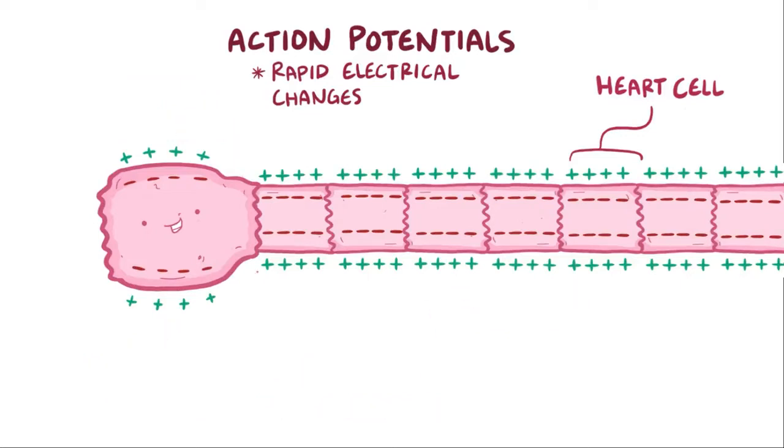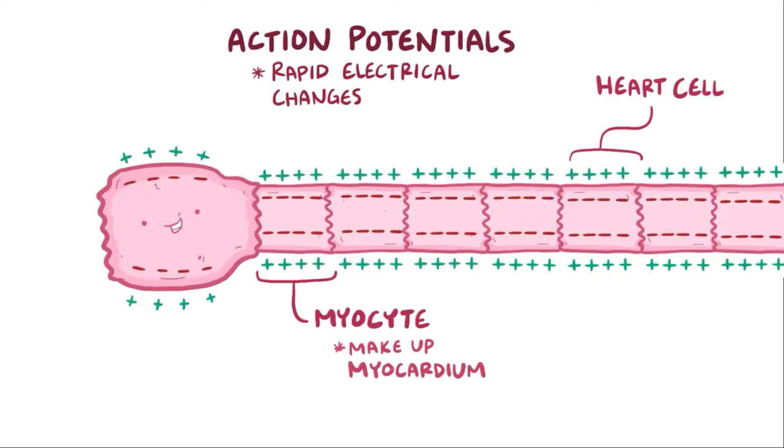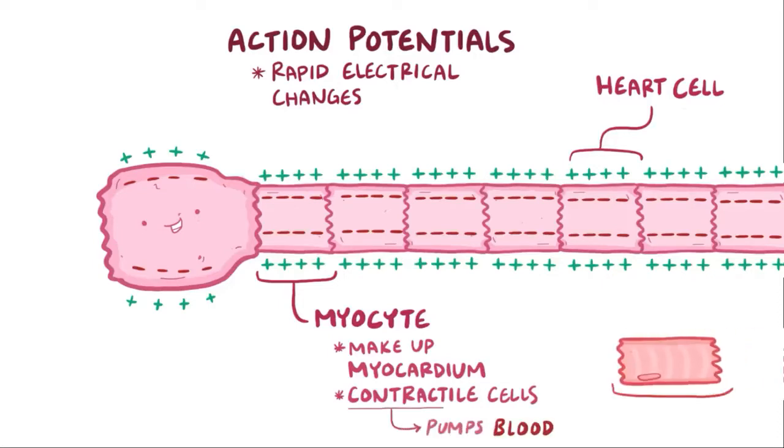The cells that receive that signal are called myocytes, because they make up the myocardium, which is the muscular middle layer of the heart. Myocytes are also called contractile cells, because they contract to allow the heart to pump blood. Myocytes are different from skeletal muscle cells, though, which get their action potential signals directly from neurons.